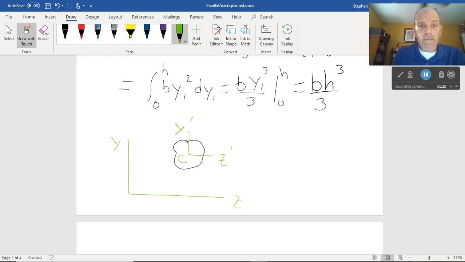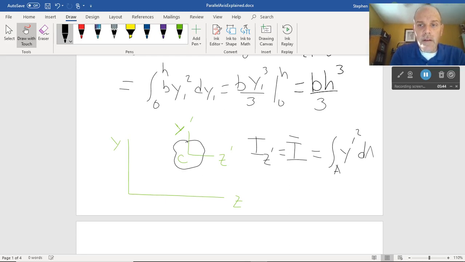Okay? Now, what we know is that our moment of inertia about the centroid is going to be equal to I z prime, which we'll call I bar to make it look special because it's through the centroid. And that's going to equal the integral over the area of y prime squared dA. I need one more piece of information to make this go. I need the distance to get from my z-axis to my z prime axis. All right, I need that distance in here. I'm going to call it little d.